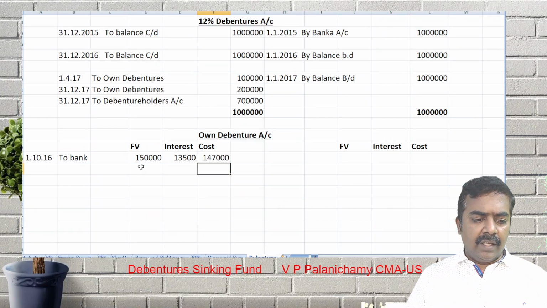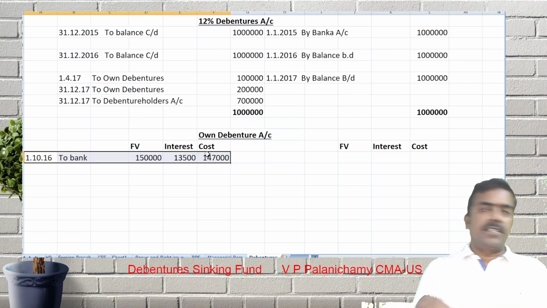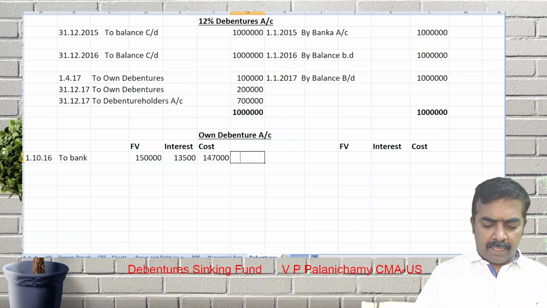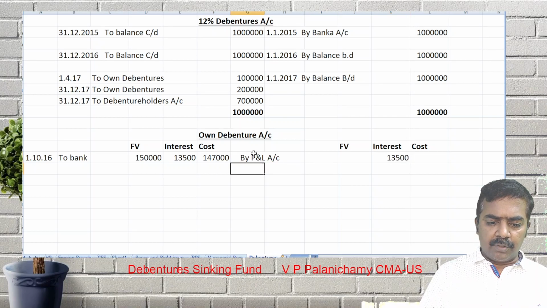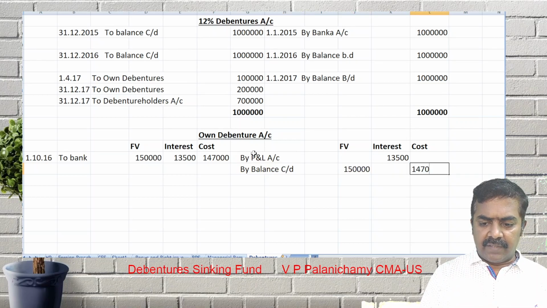In 2016 any other transaction? No other transaction. By P&L account, we would have transferred the interest. How much interest will we transfer? 13,500. By balance carry down. Face value is 1,50,000. What is the cost? 1,47,000.